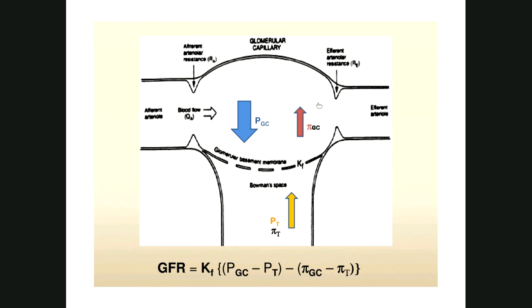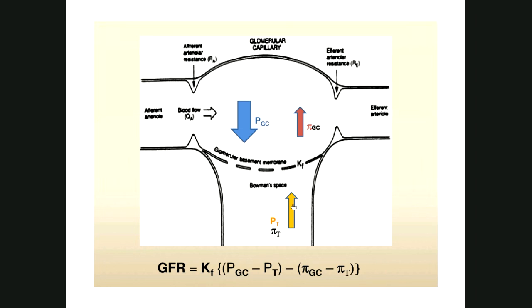So here, this is the filtration membrane, and down here is the tubular system. We have different pressures working on either side of this filtration membrane. We have hydrostatic pressure, which is the PGC. So the more hydrostatic pressure here, this will make more filtration pass to the tubules. We have another hydrostatic pressure in the tubular system, which is known as PT. This is going to oppose the filtration because it's going to push in the opposite direction. So if this pressure increases, this will reduce the amount of filtration.